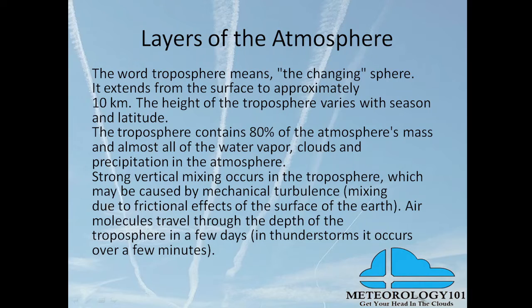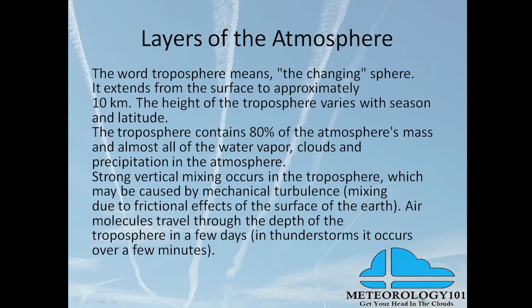Strong vertical mixing occurs in the troposphere, which may be caused by mechanical turbulence, mixing due to the frictional effects of the surface of the Earth, and air molecules travel through the depth of the troposphere in a few days, and in thunderstorms, just over a few minutes. So the wind blows with the pressure gradient force, high pressure blowing into low pressure, and makes contact with the surface of the Earth, that creates friction, and then starts a rotation and small eddies that will cause the mixing that will mix that atmosphere.